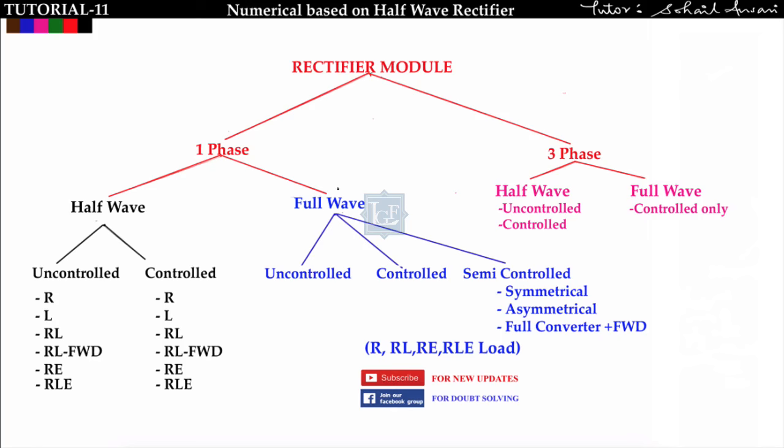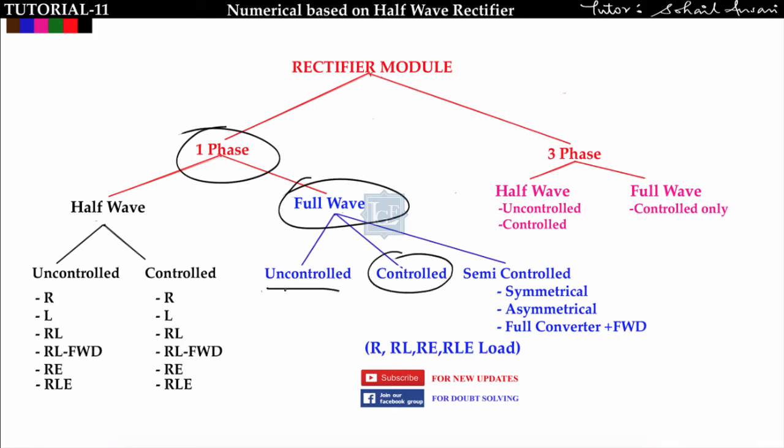In the next lecture we will see the single phase full wave controlled rectifier. I am skipping the uncontrolled rectifier because for all the formulas that I will derive in the controlled rectifier, you just have to put alpha equal to 0, and you will get the parameters related to the uncontrolled rectifier.